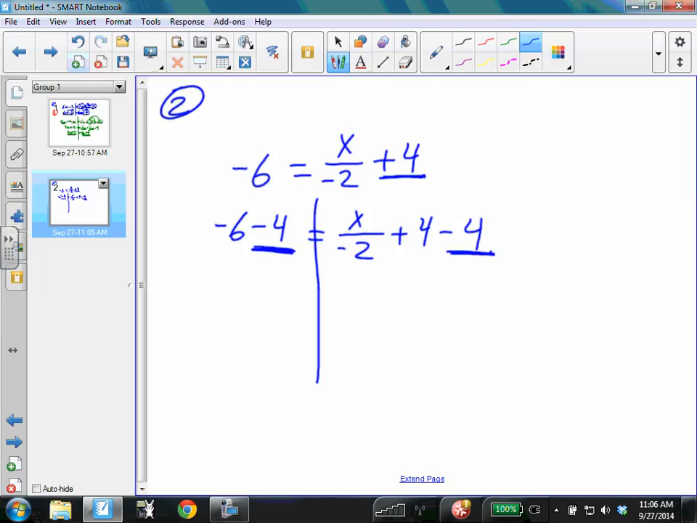equal sign here. So on the left, I combine like terms. Negative 6 minus 4 is negative 10. And on the right-hand side, this x minus 2 stays, but my positive 4 and negative 4 cancel one another out. And so now I just have negative 10 is equal to x over negative 2.